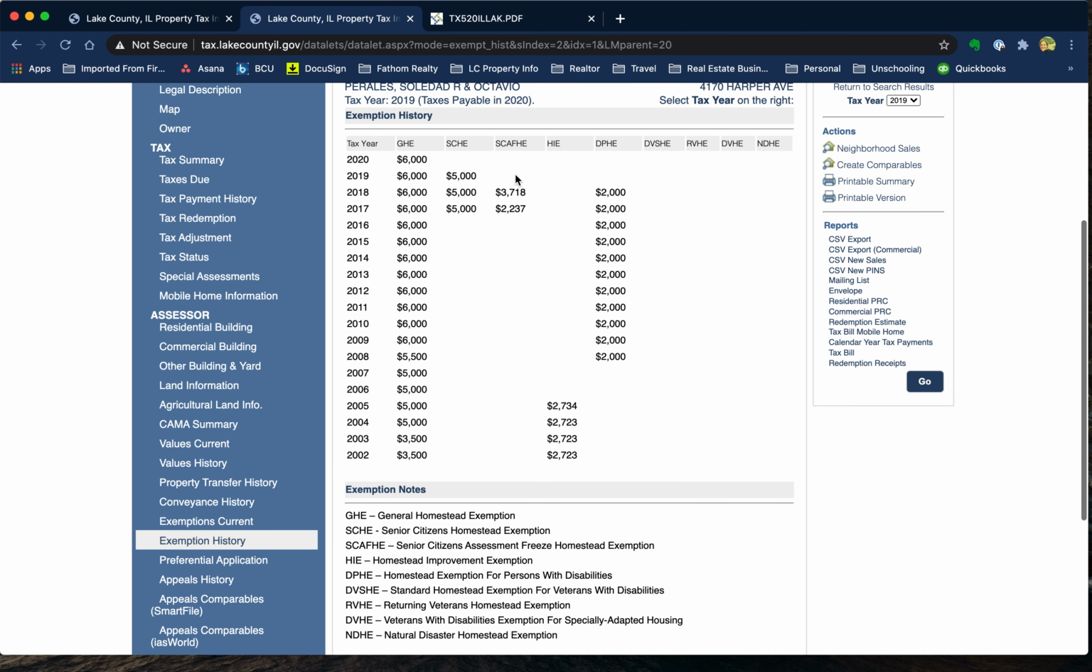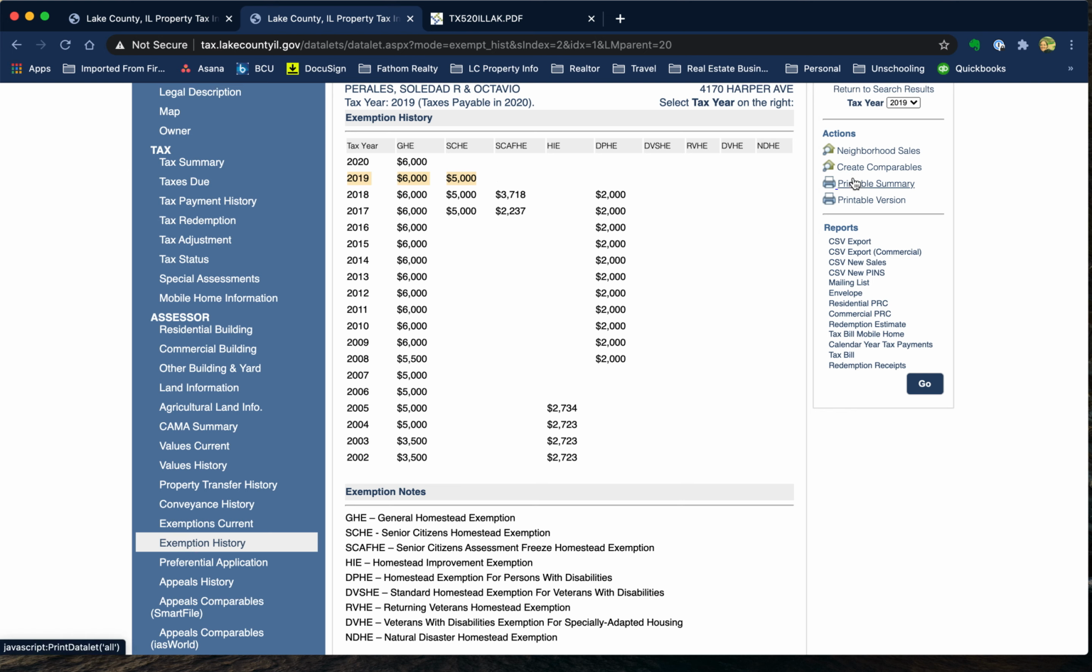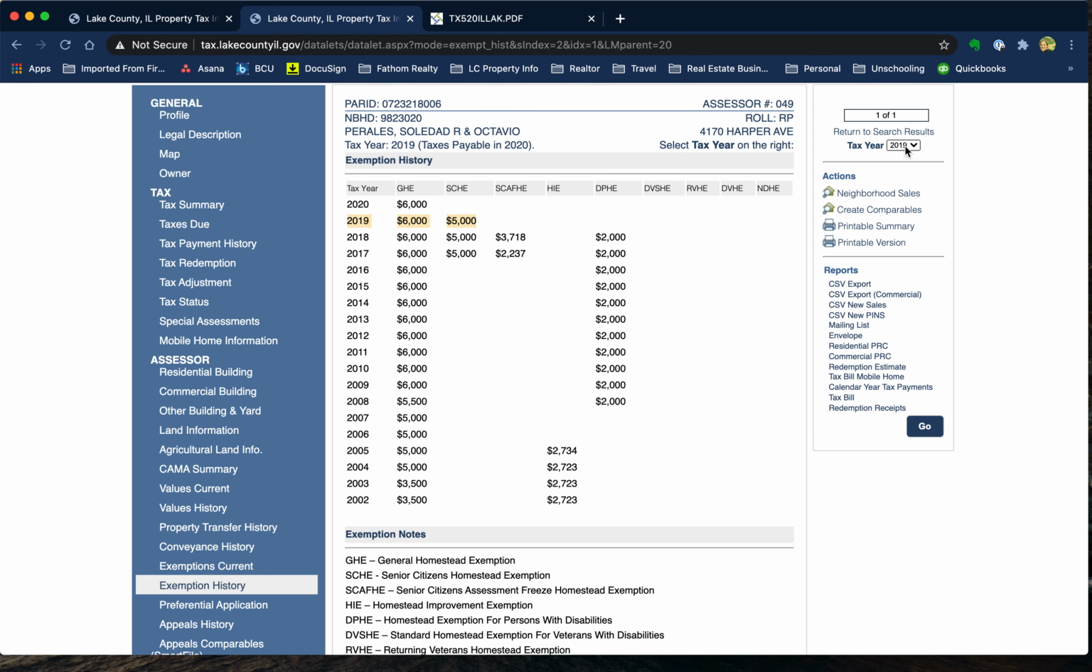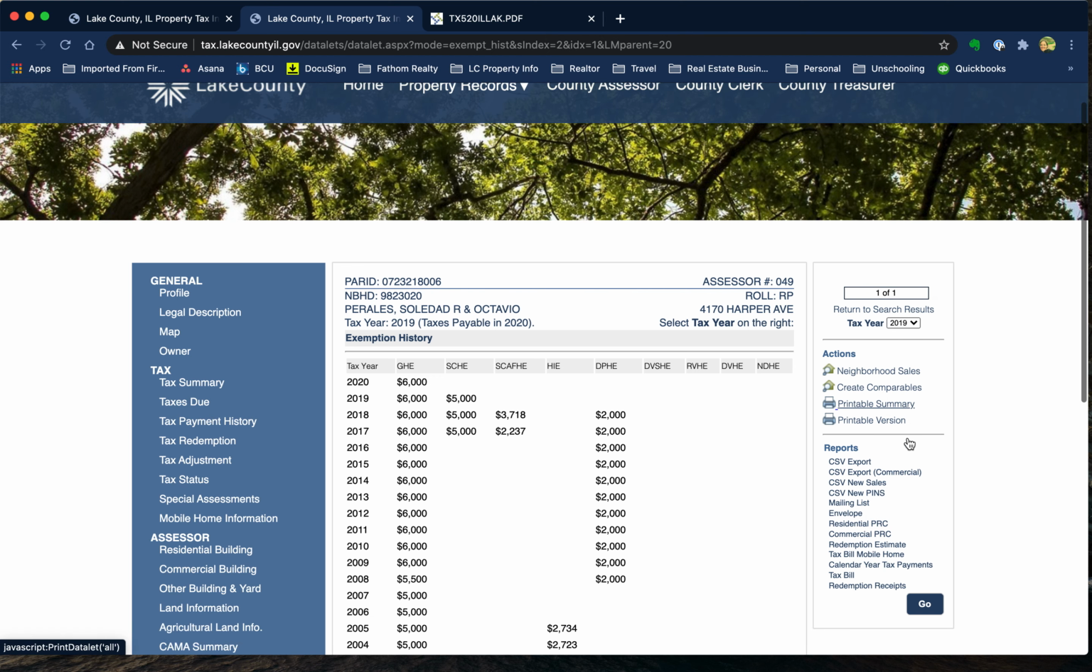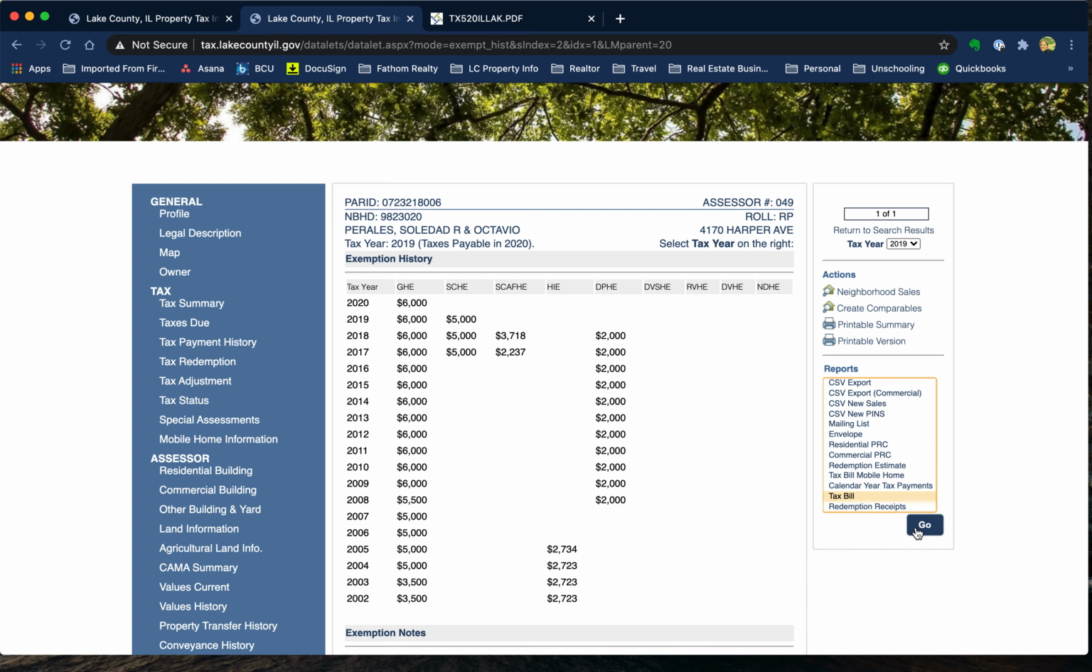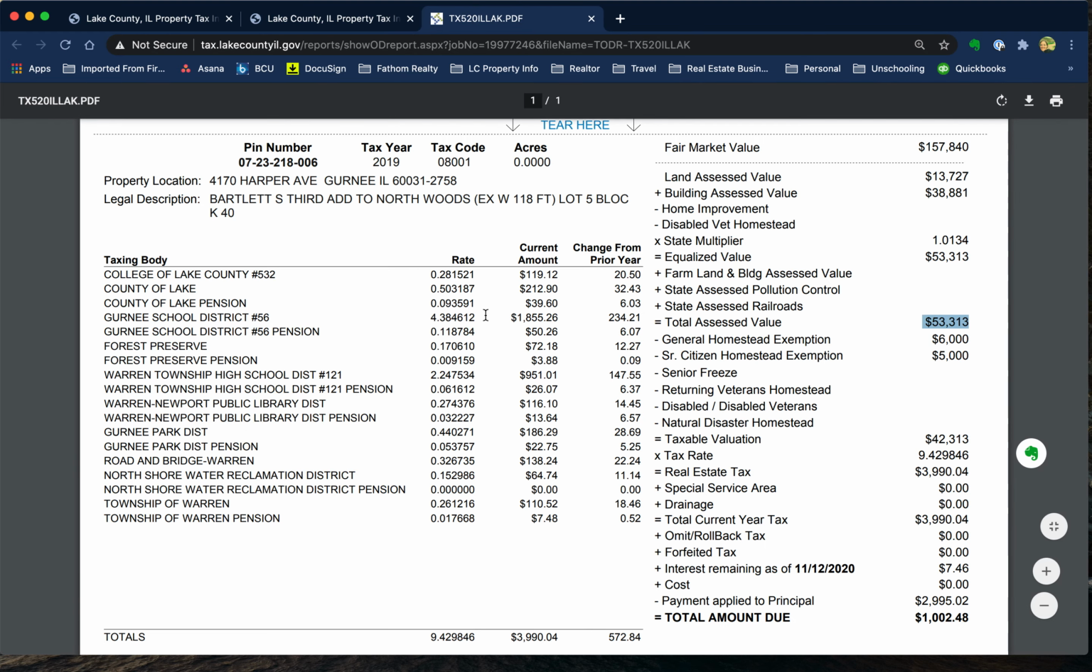But I'm really going to just focus on the 2019 taxes because the 2020 bills have not come out yet. So I'll look at the 2019 taxes, and I'm going to go on the side. I'm going to change it right here. It's going to come up by default. It'll be 2020. I'm going to change it to 2019, and I'm going to click on the tax bill and then click go. When I do that, the tax bill comes up.